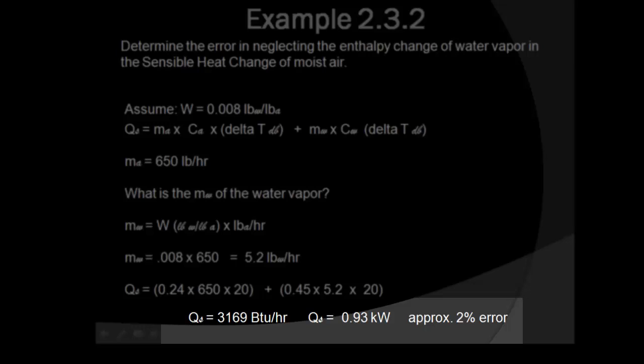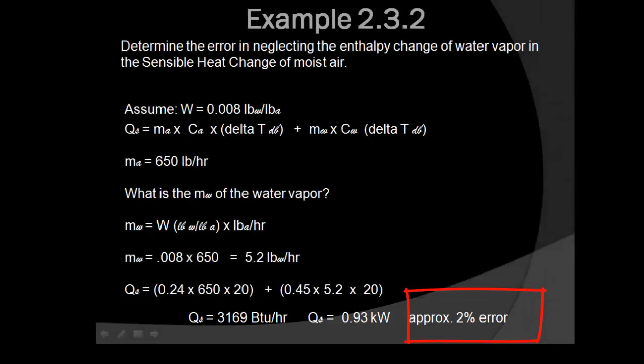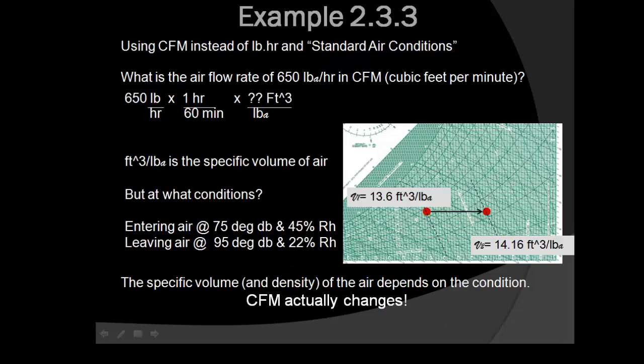Q sub S in kW, using the same conversion factor as in our previous example, would be 0.93 kW. In the previous example, by neglecting the water vapor in our sample, we had 0.91 kW. So the error is approximately 2%. In this application, we would probably specify a 1 kW heater regardless.